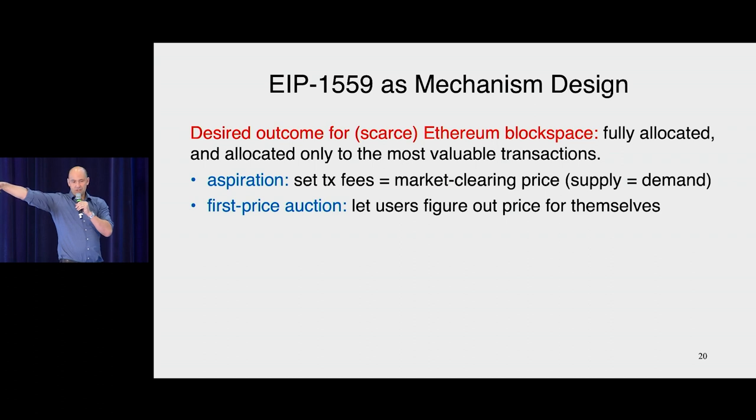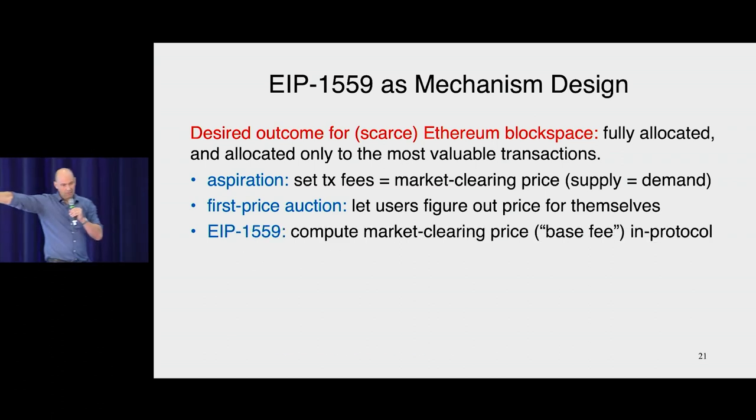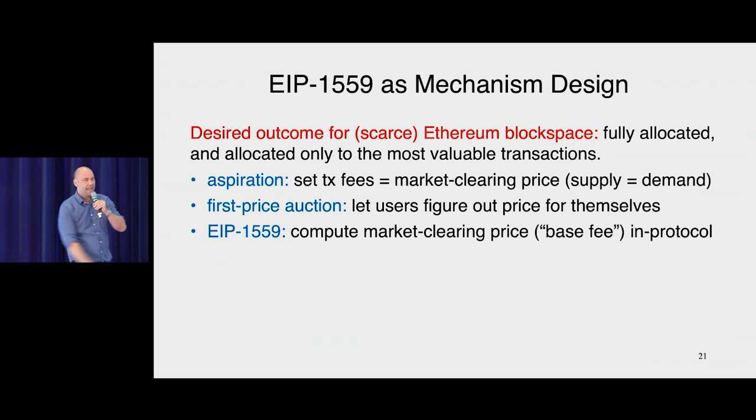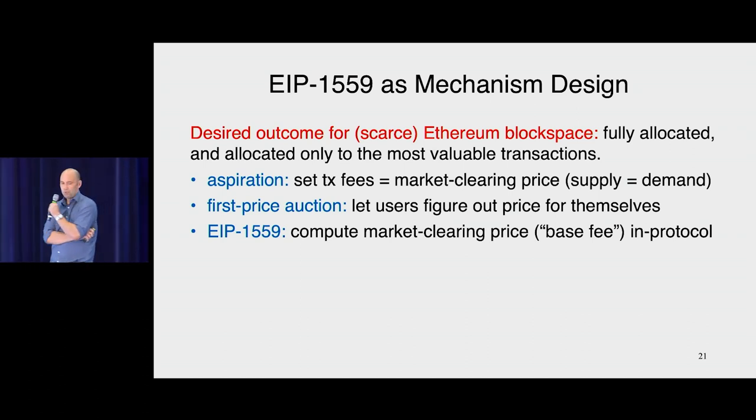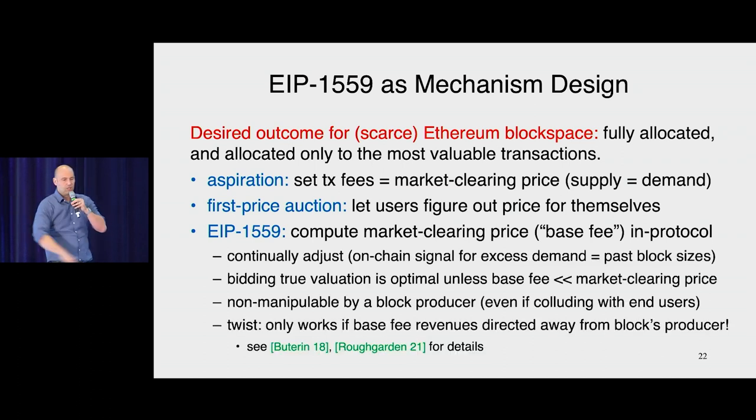First price auctions are a lot of work for people trying to get their transactions into a blockchain. That motivated the design of EIP 1559, which is the transaction fee mechanism that Ethereum has been using for a little over a year now. The idea is to make things easier for users, so that they don't have to compute the market clearing price. Instead it's computed in protocol, or at least a pretty good estimate of the current market clearing price, known as the base fee. So, a little more detail.